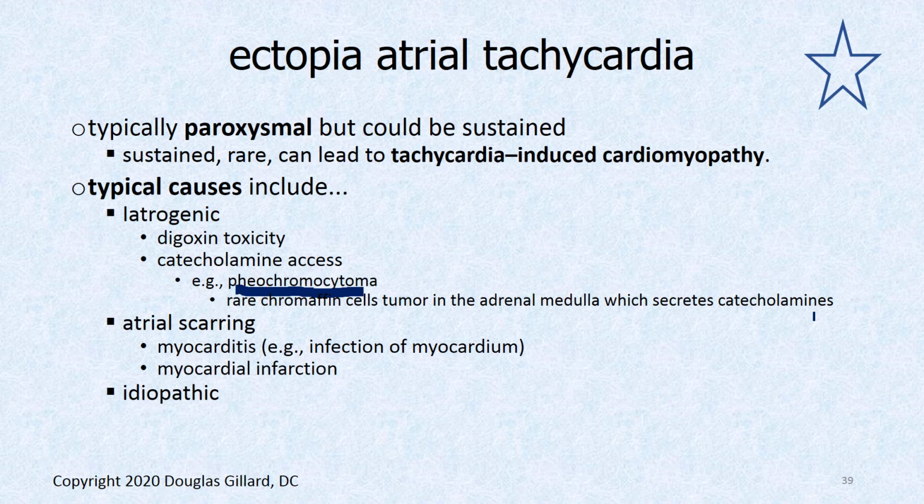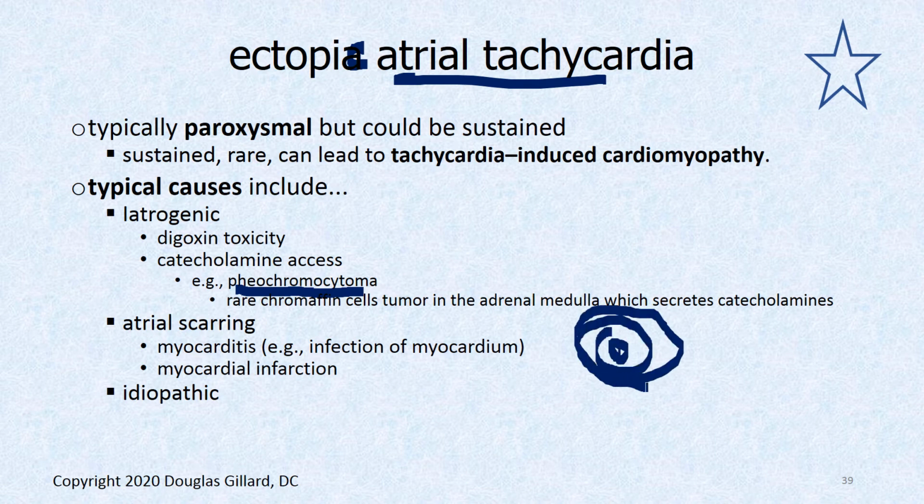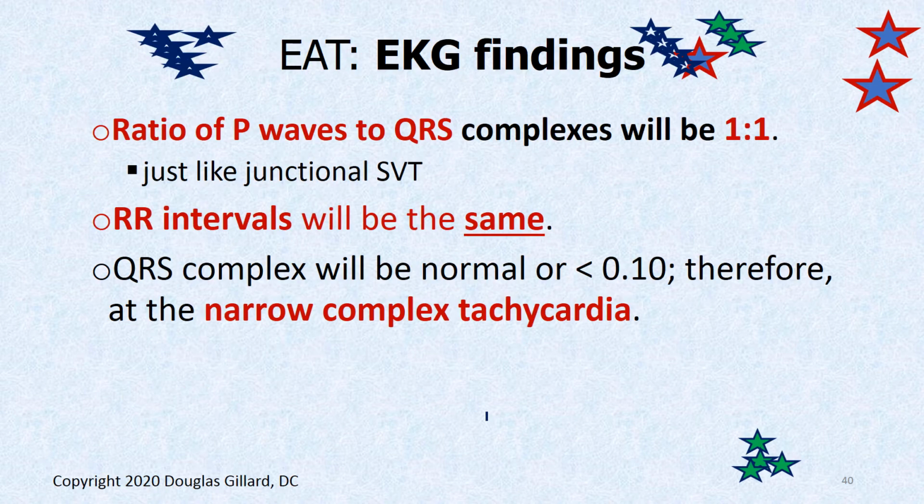So that can cause this ectopic foci, this type of ectopic atrial tachycardia. Or we can just call it atrial tachycardia. If you've had myocarditis from an infection of the heart, it can scar up the heart. It can set up those racetracks, right? Anything that scars up the heart can set up those circus movements. Myocardial infarction can cause dead scar tissue within the heart and set that up as well. Sometimes you just don't know what it is.